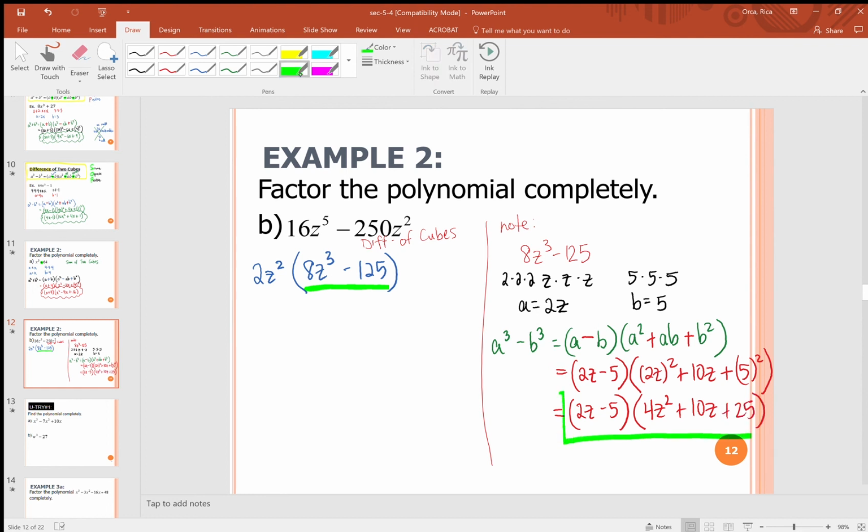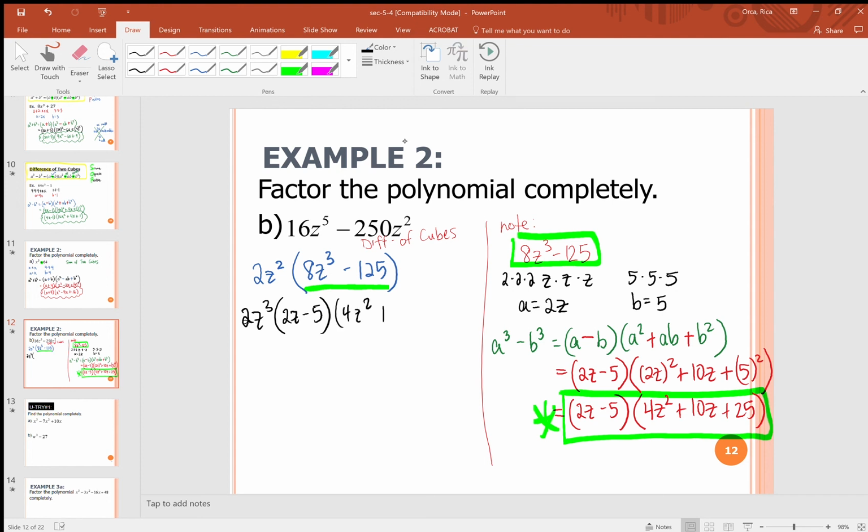So what we did was we factored 8z to the third minus 125. And that's what we got for our factors. Now let's go back to the problem and replace 8z to the third minus 125. So the answer is 2z to the third times 2z minus 5 times 4z squared plus 10z plus 25. And this is our answer.